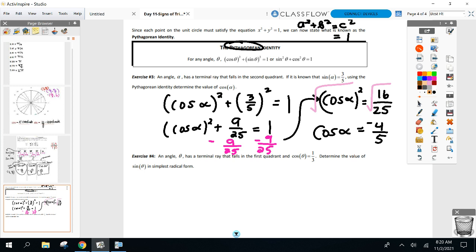Because keep in mind, when you take the square root of anything, you guys always knew you're left with a positive and a negative version, right? A positive and a negative. Everyone understand why it's only the negative? Because I'm in quadrant 2 and finding cosine. Cosine in quadrant 2 together equals a negative value. So I just got to keep that in mind that it's going to be negative.